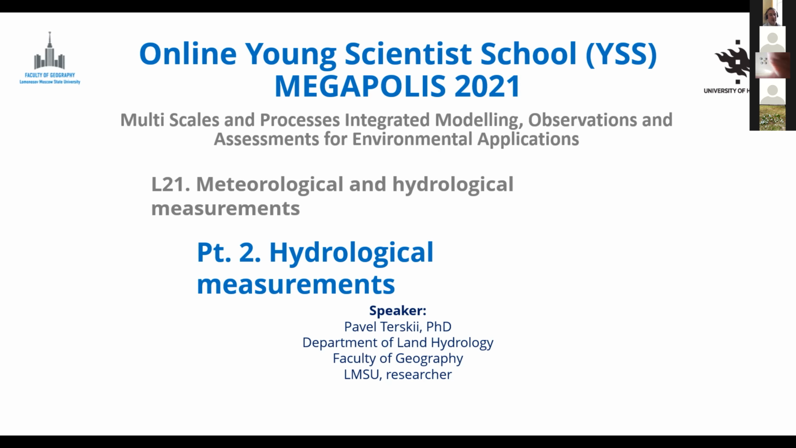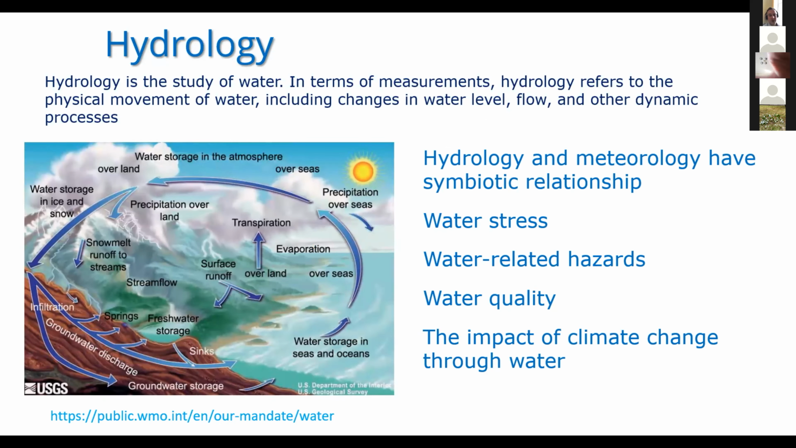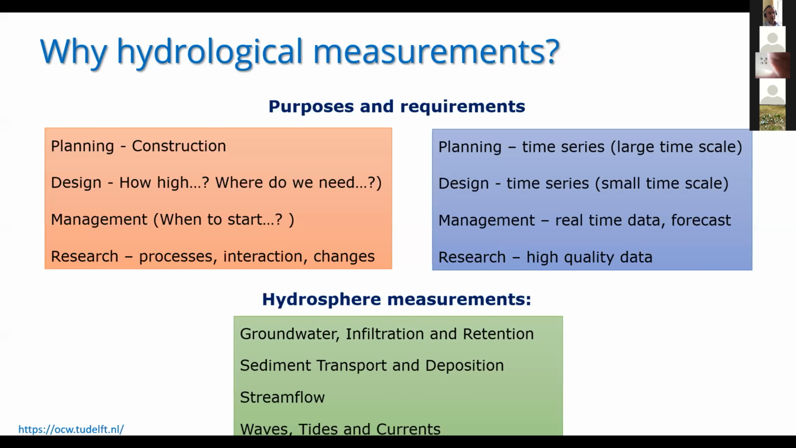Hydrology is the science about water, and hydrological measurements are a very strong basis for hydrology. First of all, I'd like to say that hydrology and meteorology have a symbiotic relationship, very strong, because rivers are the product of climate, as we know, as it is said by Voeikov. And next, water bodies face very strong stress, especially in recent years.